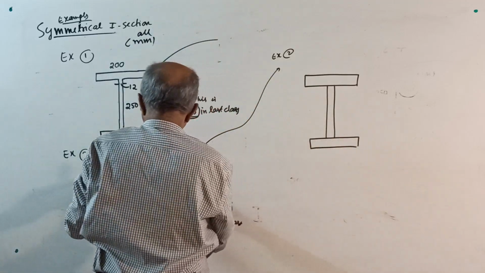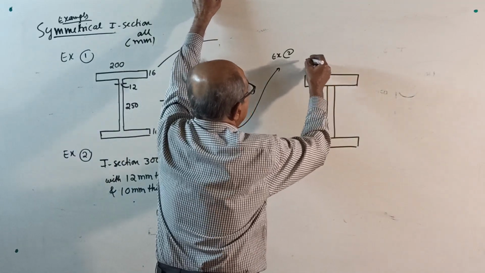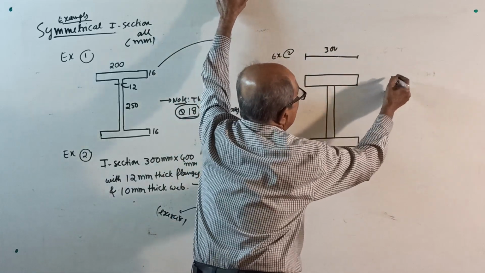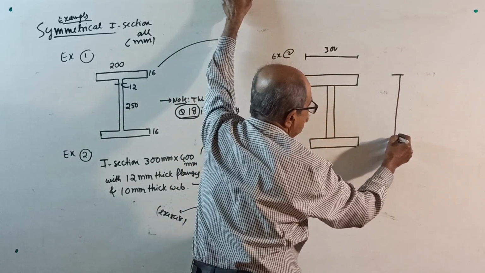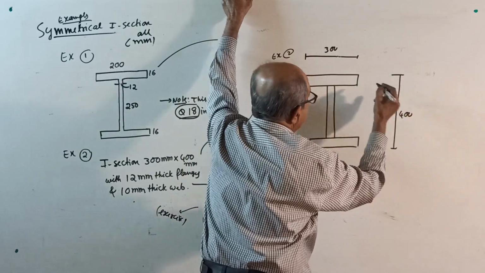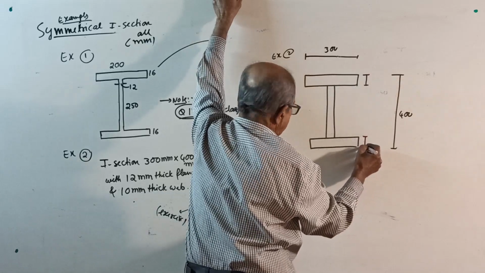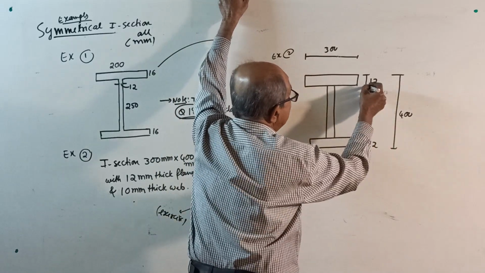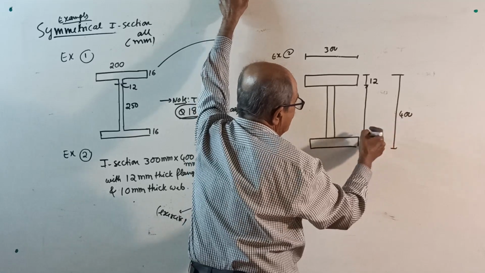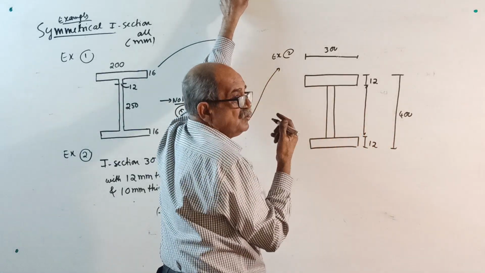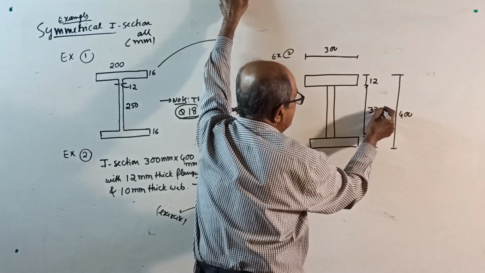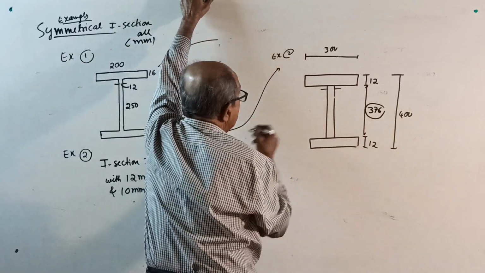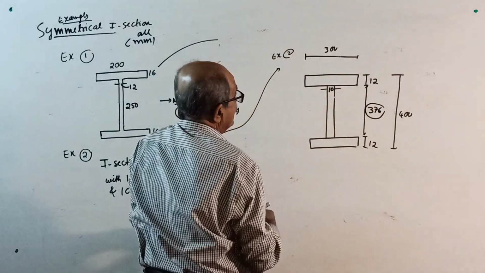They told I section 300 by 400, which means this is 300 width. 400 is the full depth. Be careful. 400 is full depth. I told you. Then the two flanges are 12 mm thickness. 12, 12. If that is 12, this you require to calculate. From 400, subtract 12 2 times, 24, 376. This you have to calculate. Okay. This thickness is 10 mm web. 10 over. That's all.